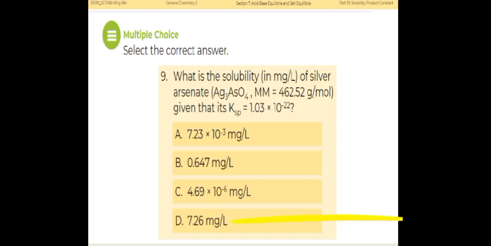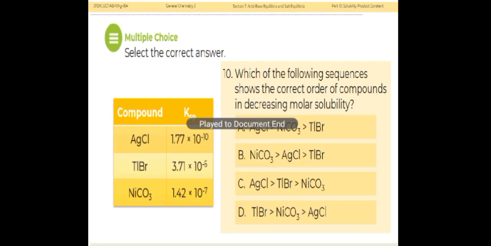And lastly, number 10. Which of the following sequences shows the correct order of compounds in decreasing molar solubility? Kindly refer to the table on the left side of the screen. So, choose the correct answer. Is it A, B, C, or D?